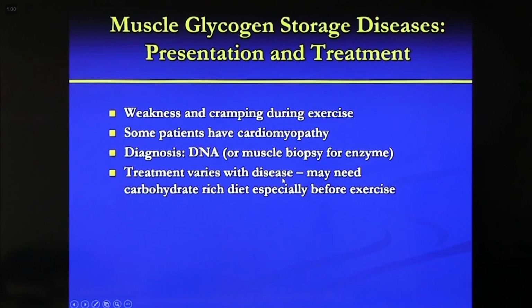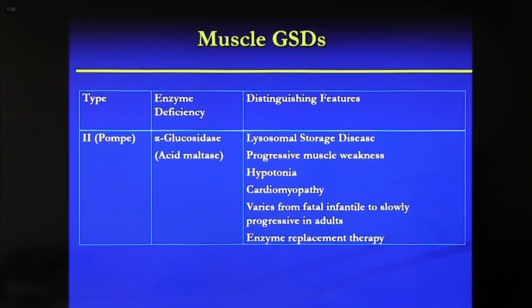And the treatment varies with disease. You actually may need to have a carbohydrate-rich diet before exercise. Your muscles use carbohydrates. They can use fats, but you need both of those fuels in order to treat this. Muscle glycogen storage diseases, there are several.